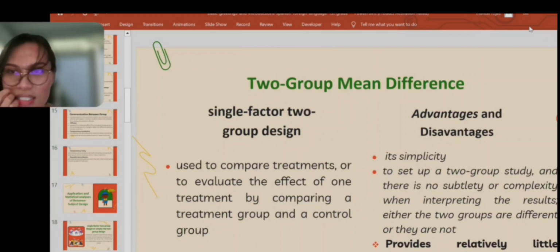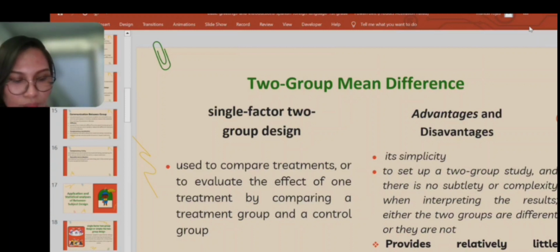So, advantage niya is simple lang siya kasi i-compare mo lang yung dalawang group. And then, to set up a two-group study, there is no substitute or complexity when interpreting the result. Either the two groups are different or they are not.